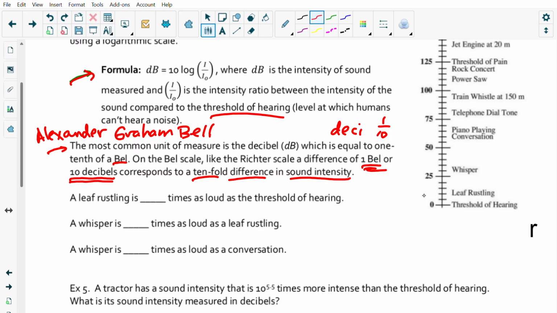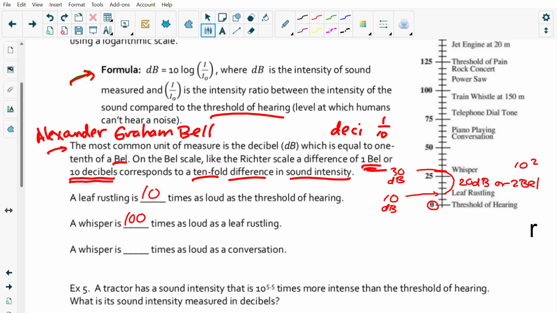So a leaf rustling right here, that's 10 decibels. A leaf rustling is blank times as loud as the threshold of hearing, where here's the threshold of hearing at 0. So that's 10 times as loud as the threshold of hearing. A whisper, that's 30 decibels, is how many times as loud as a leaf rustling? So there's a 20 decibel difference, or a 2 bell difference. That's going to be 100 times. Okay, like 10 squared, right? 2 units of 10 fold.